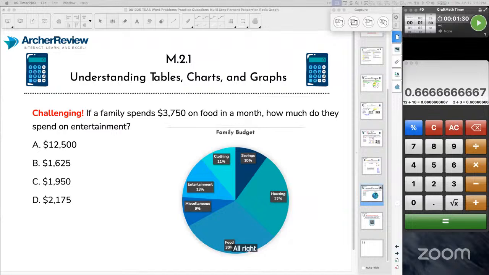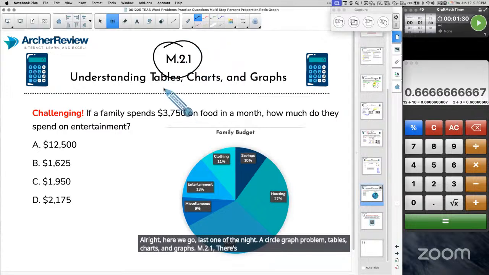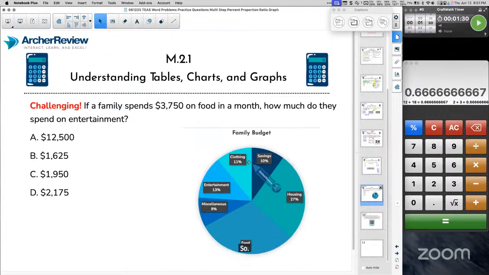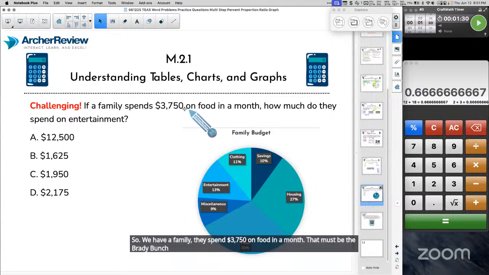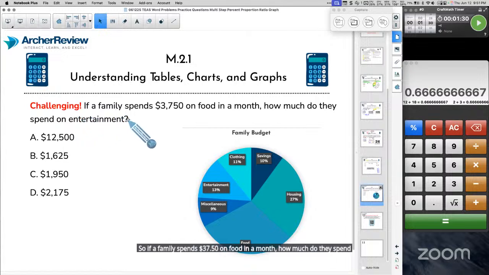All right, here we go. Last one of the night. A circle graph problem, tables, charts, and graphs. M.2.1. There's definitely other types of graphs other than just circle graphs. This is what I decided to do tonight. So we have a family. They spend $3,750 on food in a month. That must be the Brady Bunch or something. That's a lot of money on food, a lot of people. So if a family spends $3,750 on food in a month, how much do they spend on entertainment?